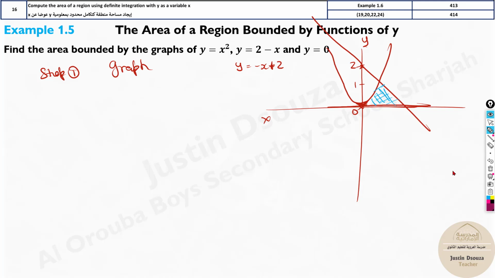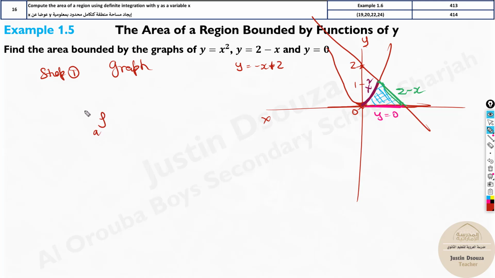So let's write the curves. One is this graph. That is what? X squared. Another one is over here, this downward slope. That is minus x plus 2, or you can write 2 minus x. And lastly, what we have is this one, y is equal to 0. Now here, what do we need? The formula. Let's write the formula in brief.